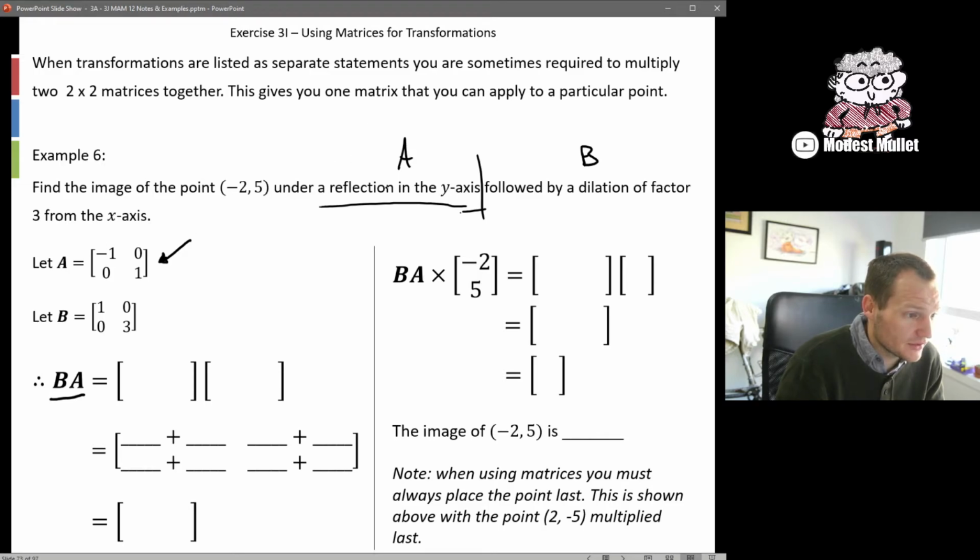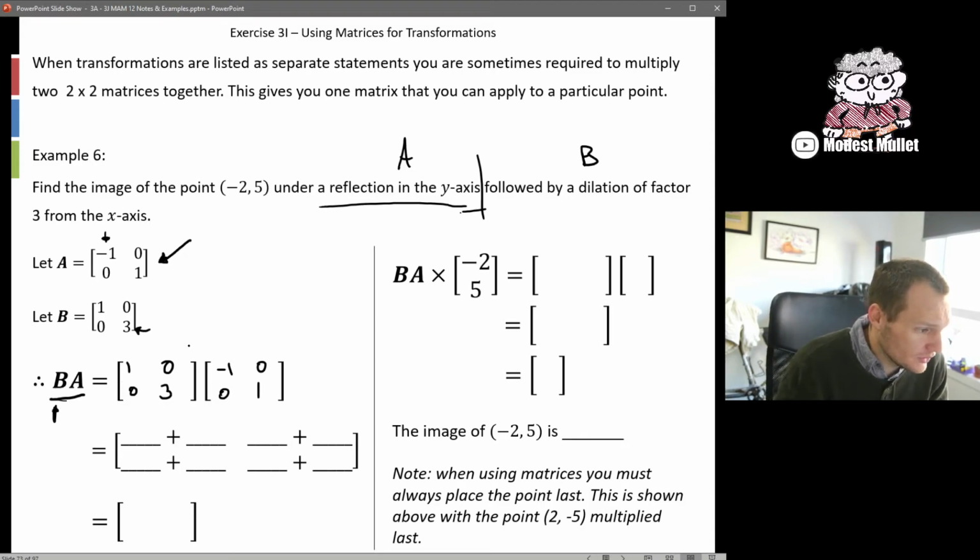We can build A, that's quite easy, reflection of the y-axis, so that is changing the x-coordinate, that one, then dilating by a factor of 3 from the x-axis, so we change that 1 to 3 there. So let's put that together, so we get 1, 0, 0, 3, and then -1, 0, 0, 1. So like I said, whatever the second transformation is, we actually list it first in this multiplication.